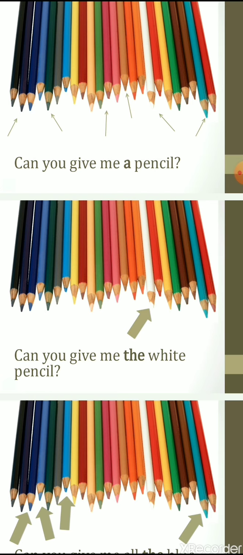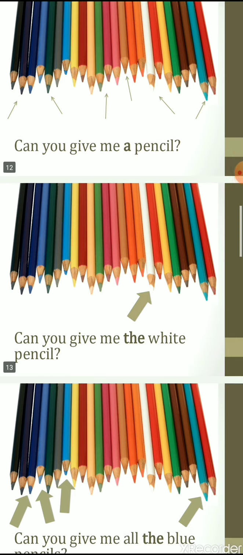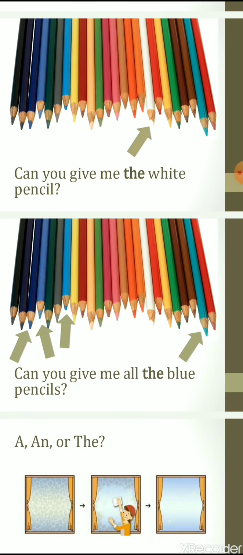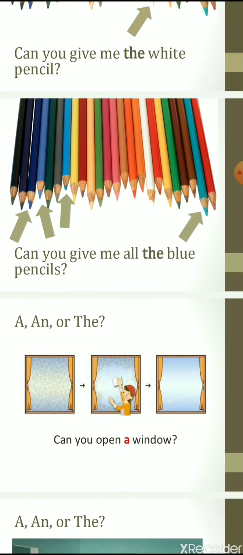Can you give me a pencil? A is here, so you can think that the person is asking you about any of these pencils. But when I say, can you give me the pencil? You are referring to one specific pencil. Now you understand how the is definite, because it will specify. Can you give me the blue pencils? So we are specifying here. If we say a pencil, it means any pencil. When we are saying the blue pencils, means we are talking about particular things.